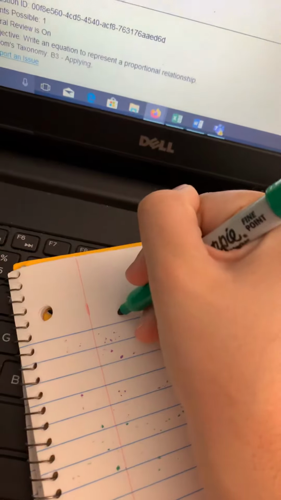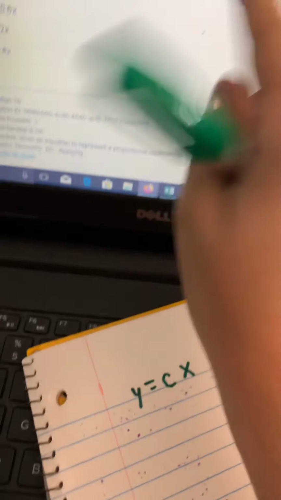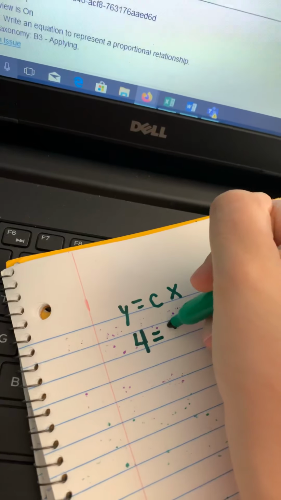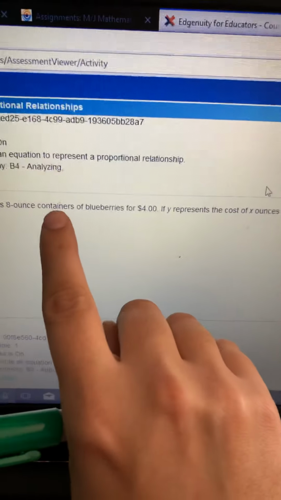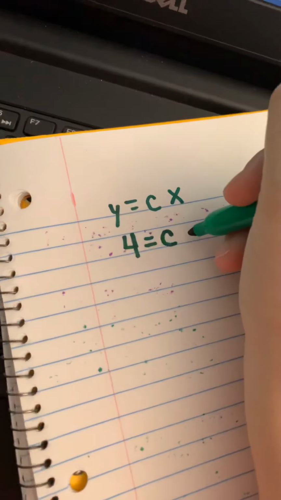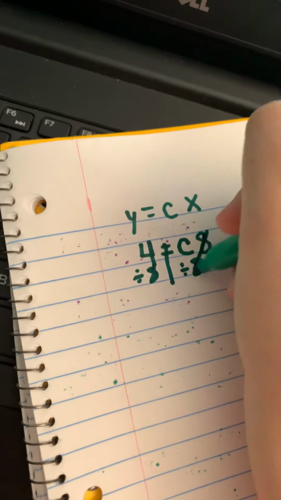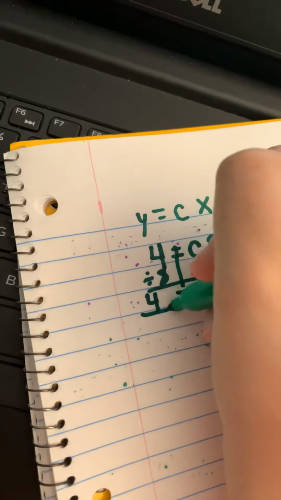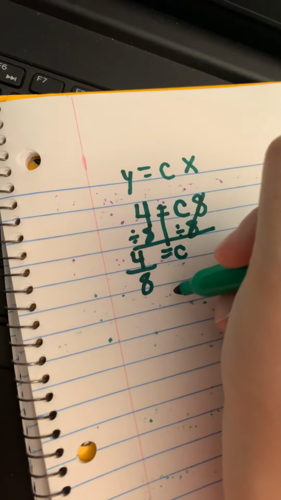So I know the cost is $4. When I write my equation, remember it's y equals your constant of proportionality times x. I know y is the cost, and I know $4 is the cost. I'm going to write 4 equals, we don't know the constant of proportionality, so I'm going to write C. And I know x is the ounces of blueberries, and I know I have 8 ounces. So I'm going to write 4 equals C times 8. Same deal, you want to get that C by itself, so I'm dividing by 8 on both sides. 8's cancel out, and I have C equals 4 over 8. And we know that can simplify to 1/2. So either 1/2 or 0.5.